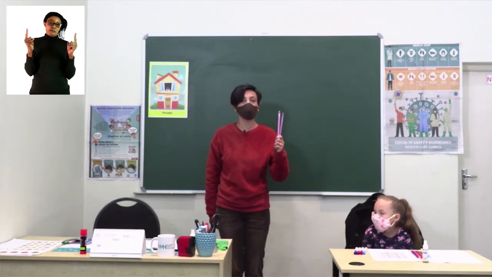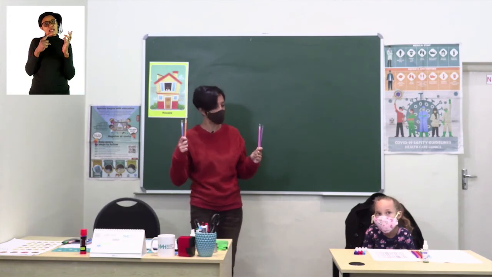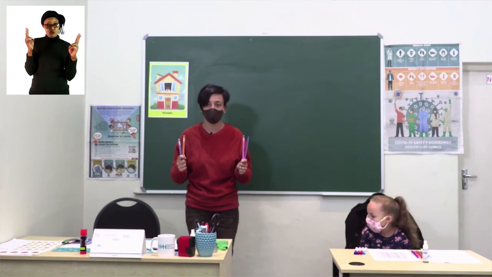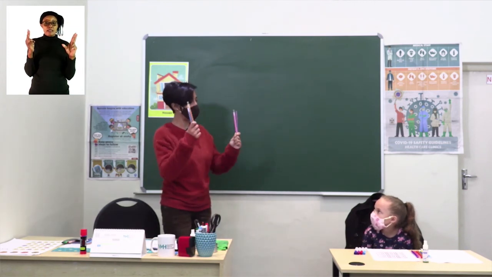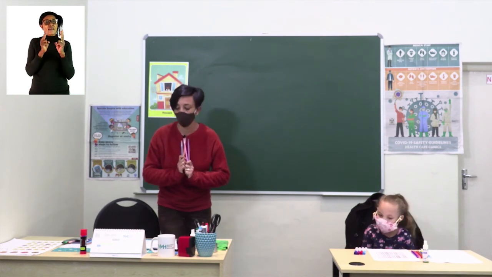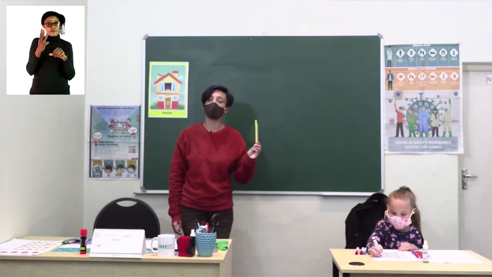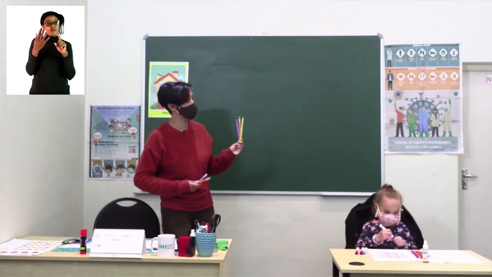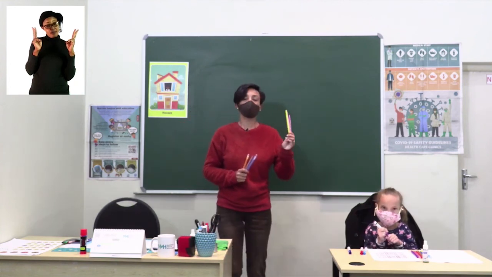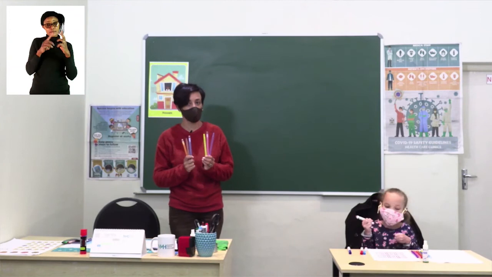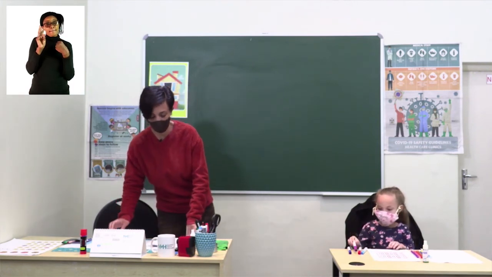So if I have 2 crayons in my left hand, how many crayons will I have in my right hand? 2 as well. So 2 crayons in the left hand, 2 crayons in the right hand. How much are they together? 4. Very good. Let me make another example. I have 3 crayons in my left hand. How many crayons should I have in the right hand? 3 as well. So 3 plus 3 will give you how much? 6.